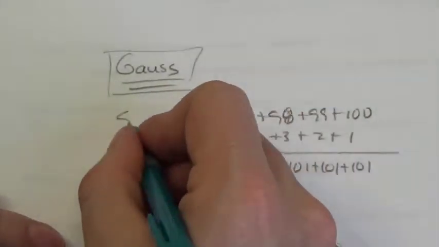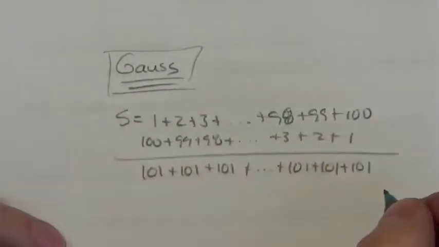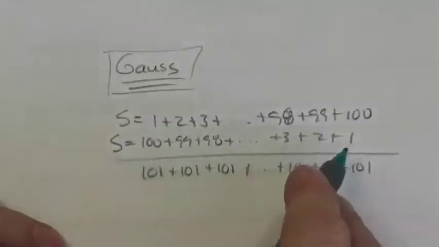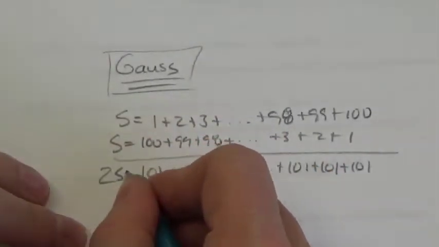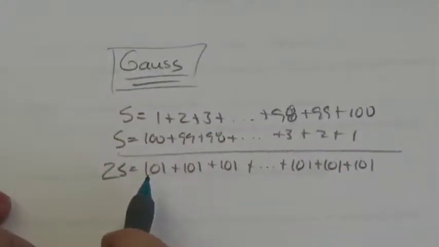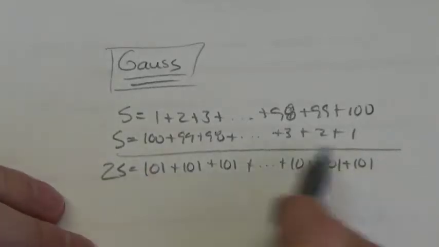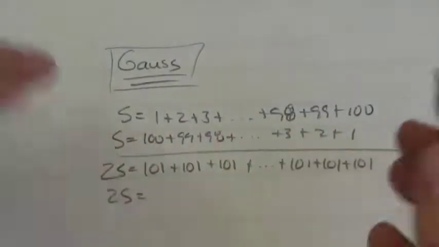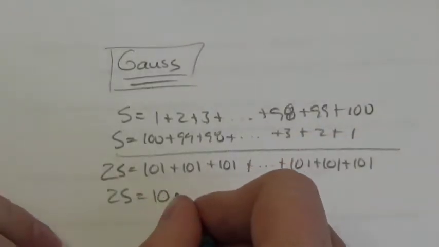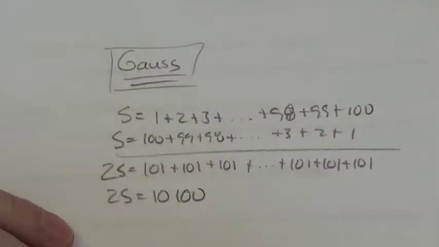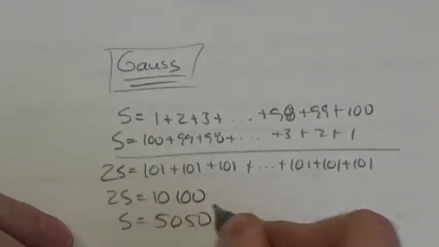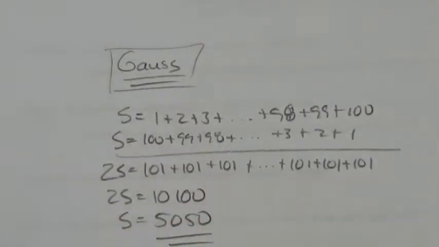So if S is the sum that I'm looking for, I've got the sum here, I've got the sum here. I added those together. That's twice the sum. So it's going to be the sum of all those 101s. Well, I already know there's going to be 100 of them, 100 times 101. So that's 10,100. And if I divide by 2, I'm going to get 5,050. So the sum must be 5,050."